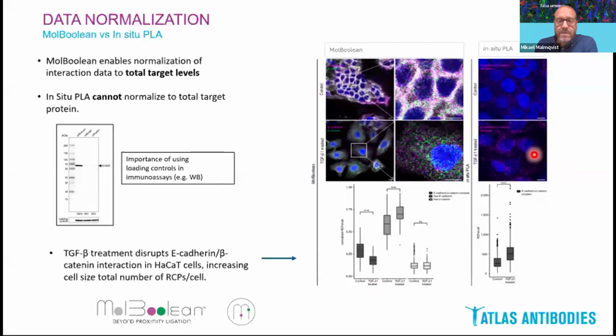But in actual fact, the only reason for the increased signal after TGF-beta treatment is the increase in the total number of E-cadherin and beta-catenin proteins that are available per cell. And the ability of MolBoolean to detect all protein fractions, both the free and interacting, allows us to normalize the interaction data and to present it as a fraction of total available target proteins per cell. So we can then see that in actual fact, TGF-beta decreases the fraction of interaction between E-cadherin and beta-catenin, because you have an increase in the number of free E-cadherin proteins per cell.